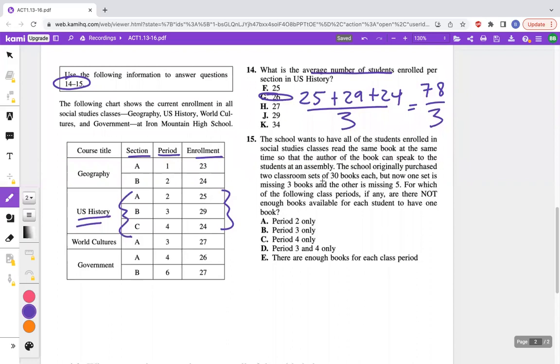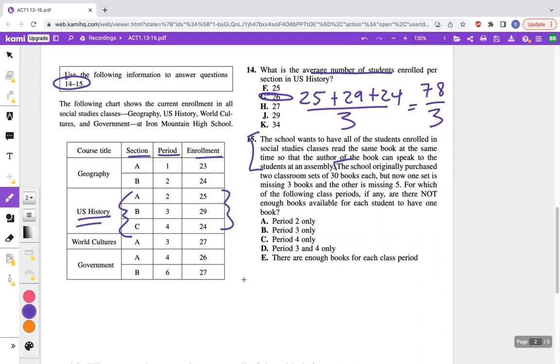So this looks a little wordy. The school wants to have all of the students enrolled in social studies classes read the same book at the same time so that the author of the book can speak to the students at an assembly. That just seems like context to me. I'm going to keep reading here. The school originally purchased 2 classroom sets of 30 books each, but now one set is missing 3 books and the other set is missing 5. For which of the following class periods, if any, are there not enough books available?